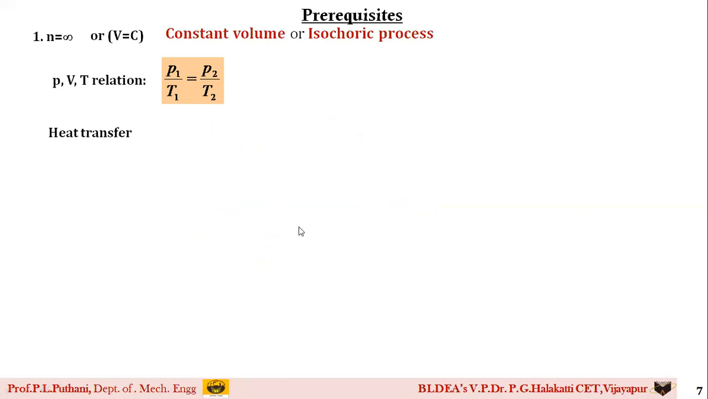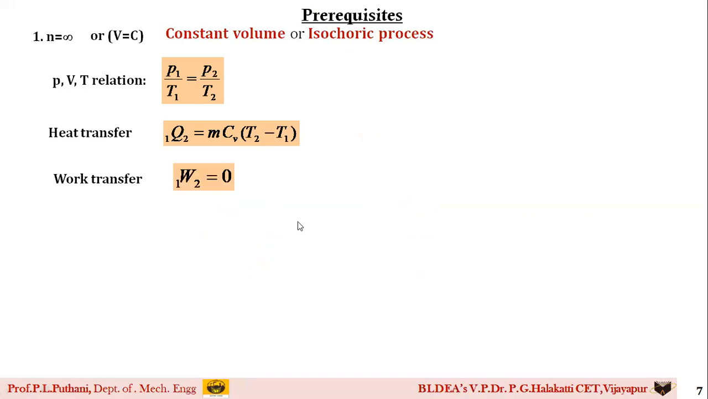Heat transfer equation, students. Just take a glance: Q is equal to MCV (T2 minus T1) for the heat transfer for a constant volume process. Work transfer, already you know, for a constant volume process, W value is 0. So this is for the constant volume process.